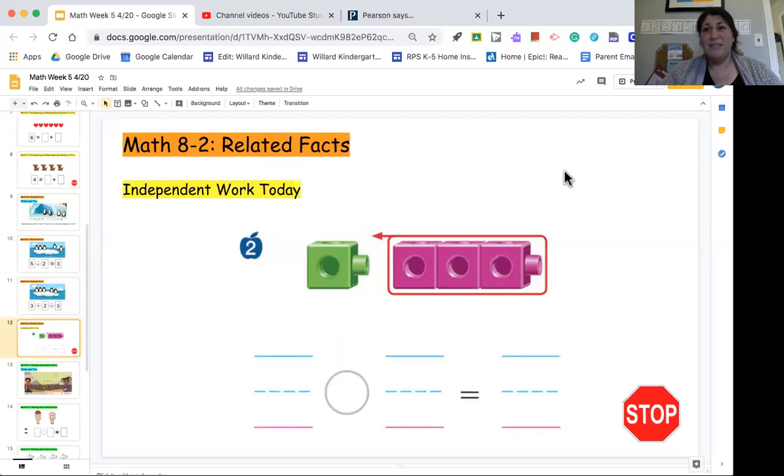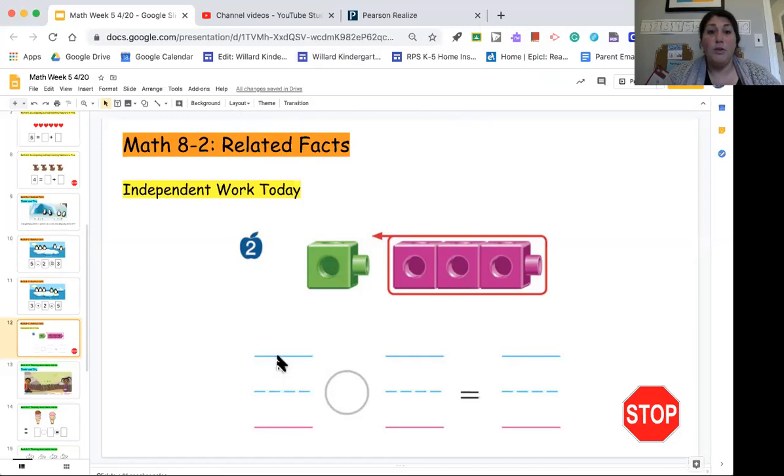This next one is something that you're going to see in your independent practice today. What they do in the practice sheets to show putting two groups together or taking them apart is they draw arrows. So you can see this arrow pointing towards the other cubes. That means it's asking you to put these two groups together. So I'm going to just show you this example so that when you do your independent practice, you'll notice how to do it.